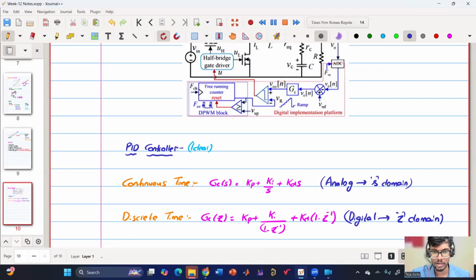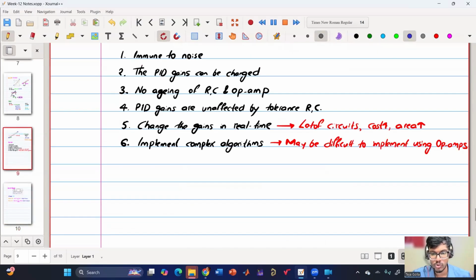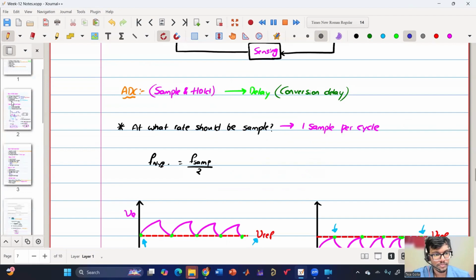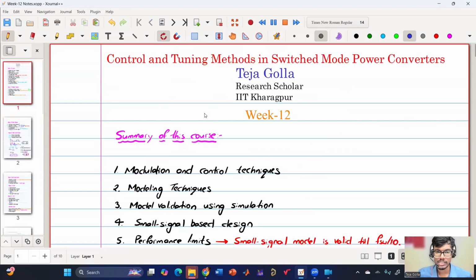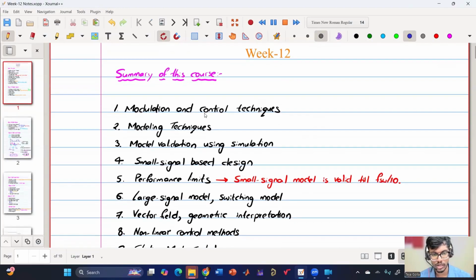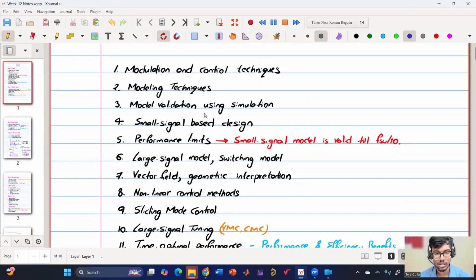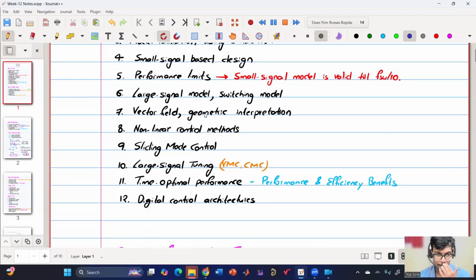The discussion is basically a summary. Again, I'm just summarizing the summary, so I'll do it quickly. In week 1, sir has discussed the summary of everything and compared things, and also discussed the digitization aspects. So I have just quickly summarized the course, where we have discussed different modeling and modulation techniques, control techniques, and then validating them, and then small signal based design, large signal based design, vector field, and how to achieve large signal tuning based time optimal performance. And then we have also discussed different non-linear control methods like sliding mode control, boundary control, and then coming to week 12, we have discussed some digital control architectures.